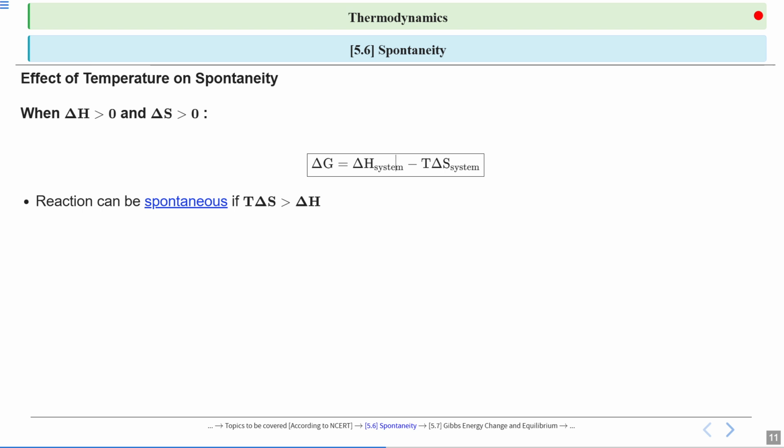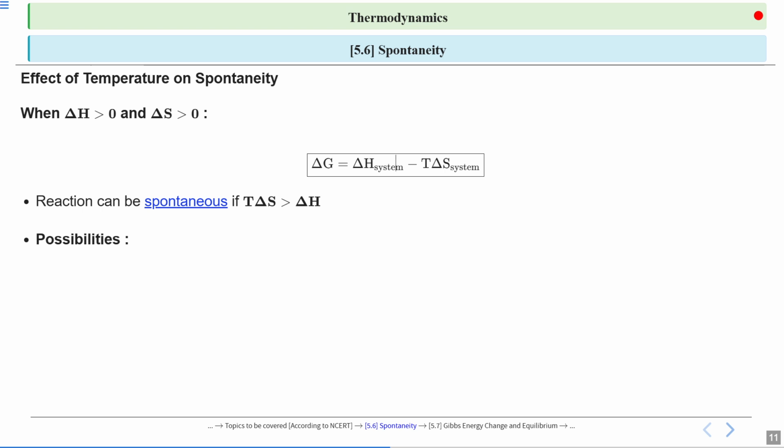Next case, we can take delta H as 8 and T delta S as 2. In this case, you will get a positive value. Therefore, your process will be non-spontaneous. So what can be deduced from here? If both your enthalpy change and entropy change are greater than 0, then your T delta S should be greater than the enthalpy change. Got it?